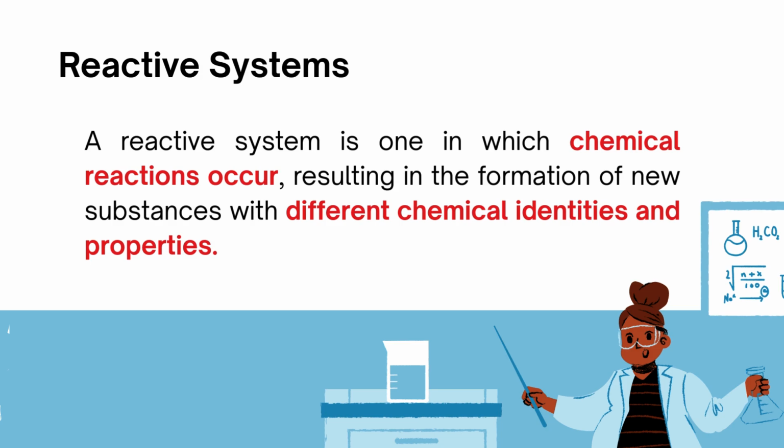Now let's contrast that with reactive system. In reactive system, chemical reactions occur, which means new substances with new properties are formed. It's no longer the same as the previous one. So in reactive system, the chemical changes due to the reaction. For example, in combustion we have a fuel reacting with the oxygen. At the end of the day, it produces carbon dioxide and water.